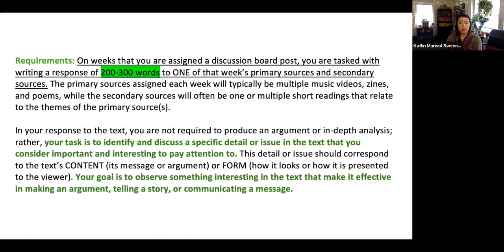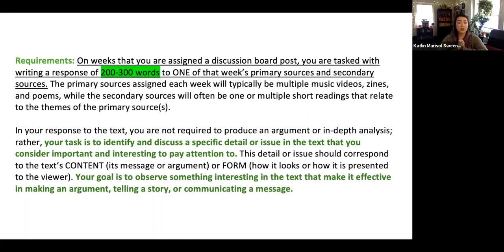This detail or issue should correspond to the text's content, which is its message or argument, or form, how it looks or how it is presented to the viewer. You'll find that oftentimes in my feedback, I might push you a little bit and ask how the content and form influence each other, but I'm looking for you to address how the issue that you've decided to focus on corresponds to the content or form. Definitely impressed if you connect to both, that is the ideal.